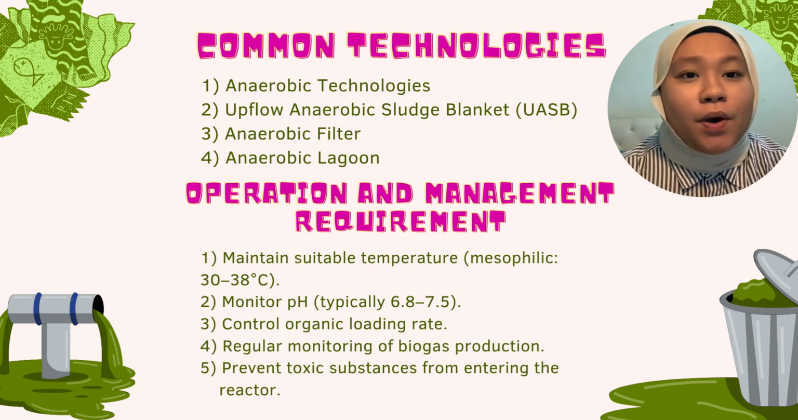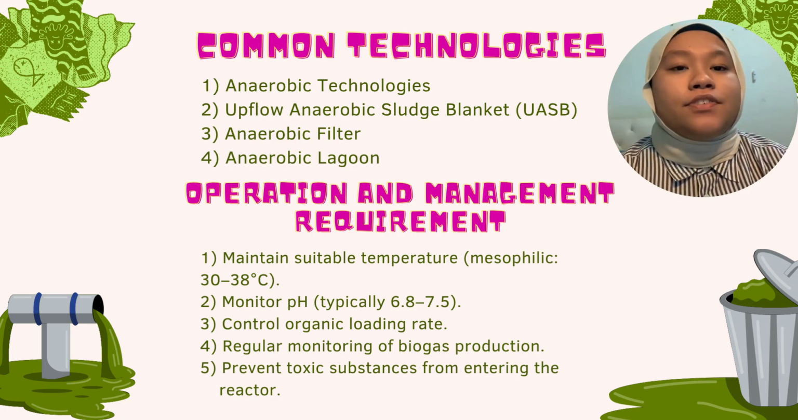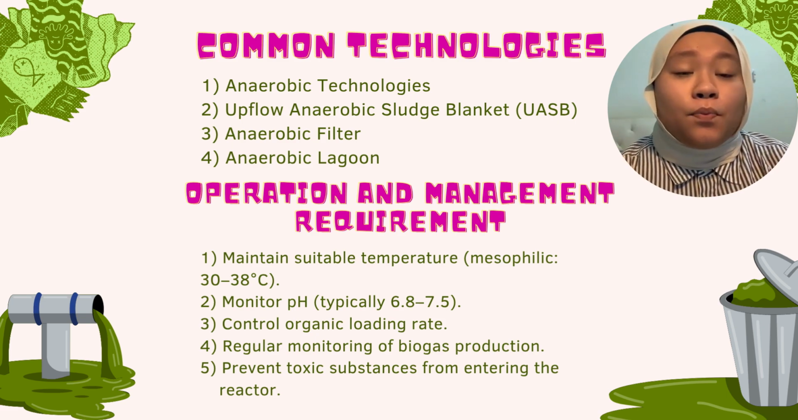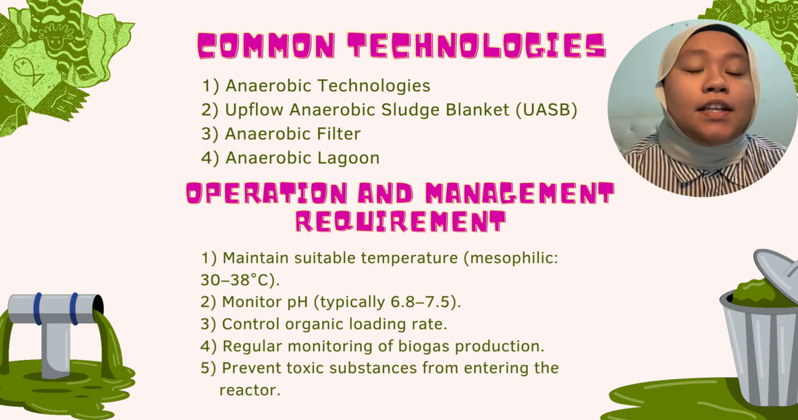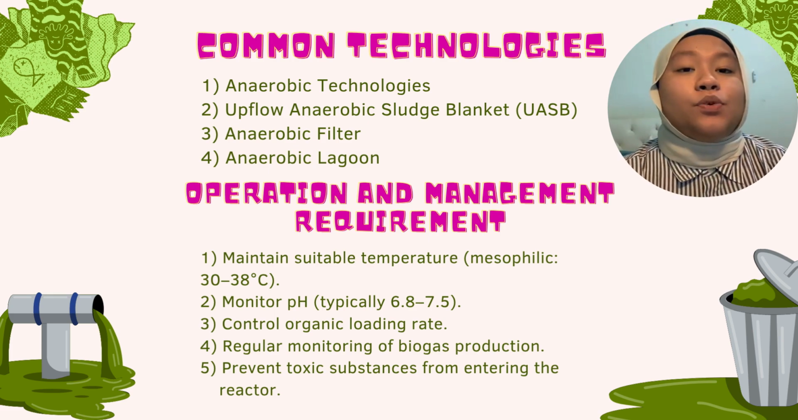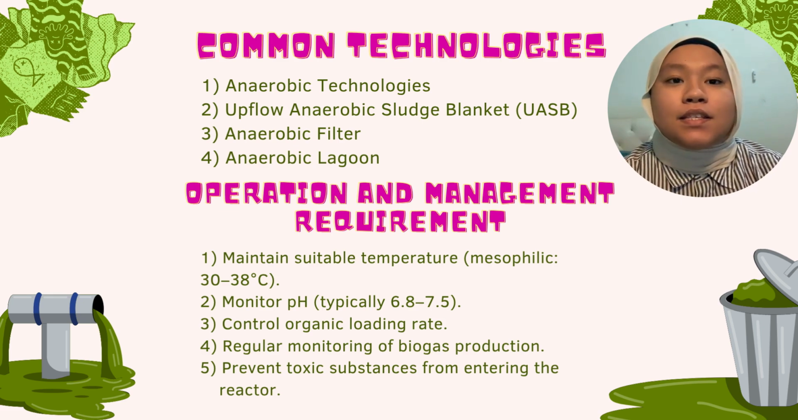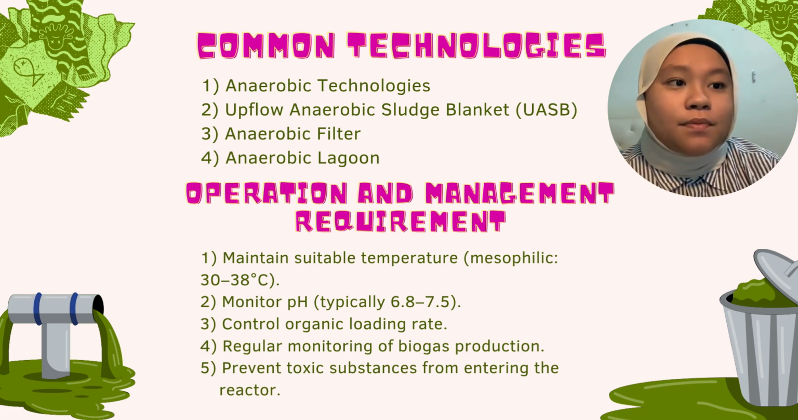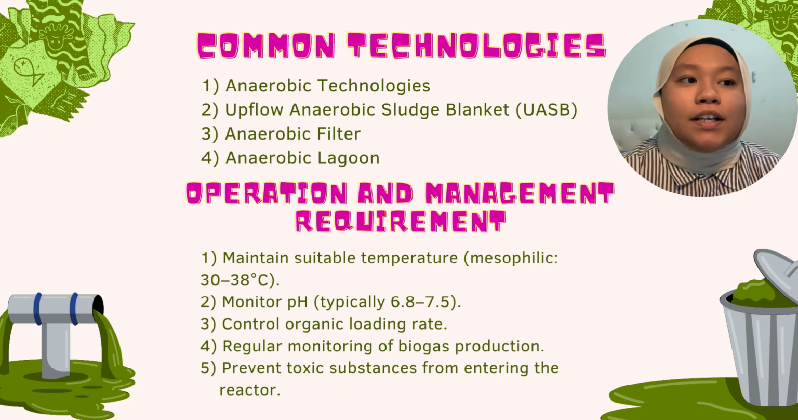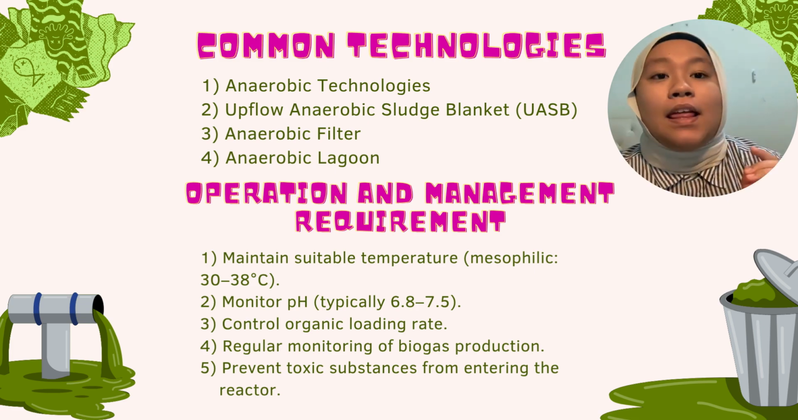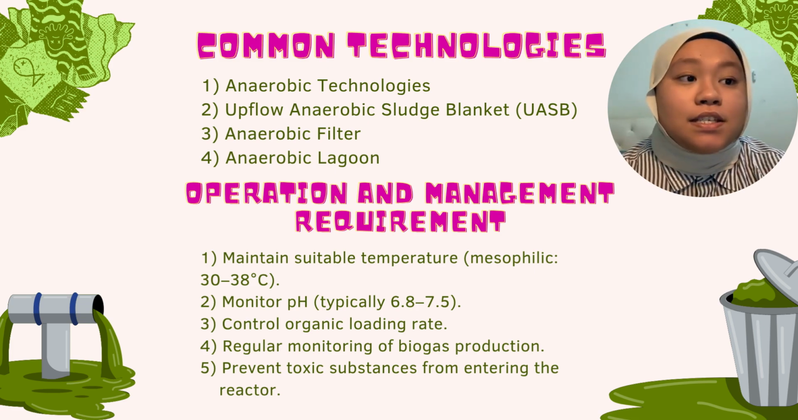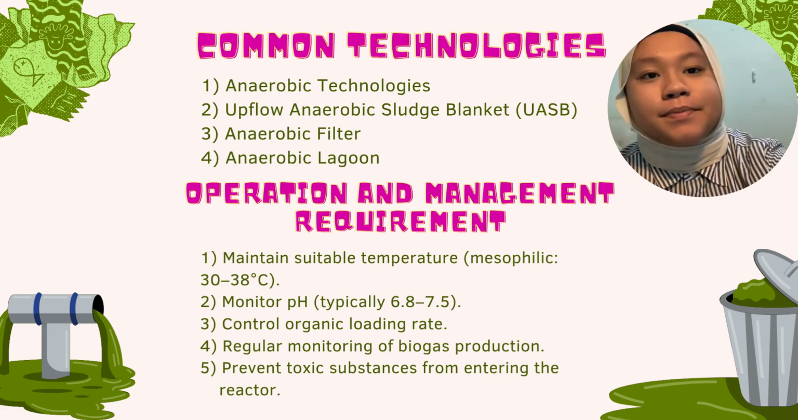The first one is we have to maintain a suitable temperature, such as mesophilic, which needs 30 to 38 degrees Celsius. We need to monitor pH, typically 6.8 to 7.5. Next, control organic loading rates, regularly monitor biogas production, and last but not least, prevent toxic substances from entering the reactor.